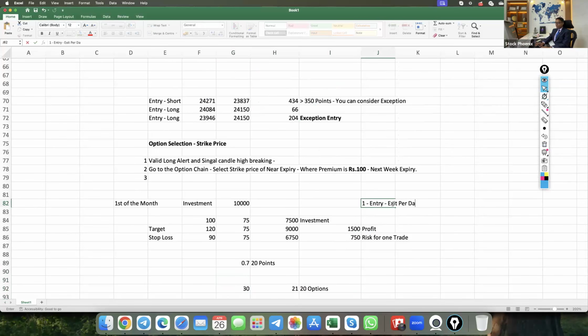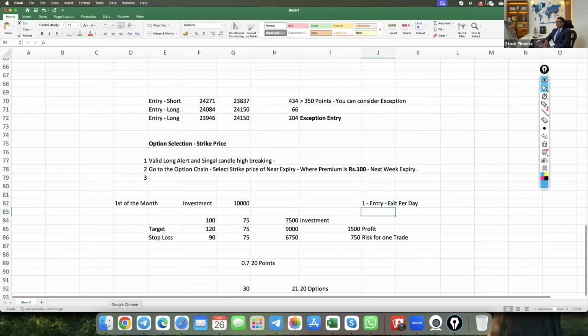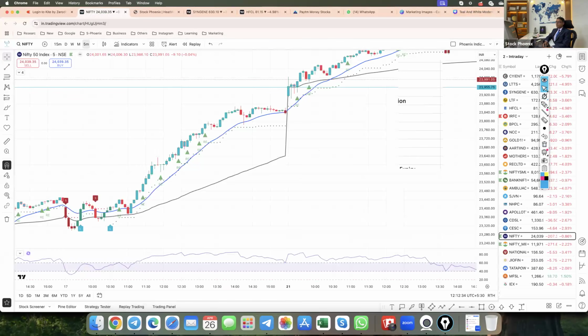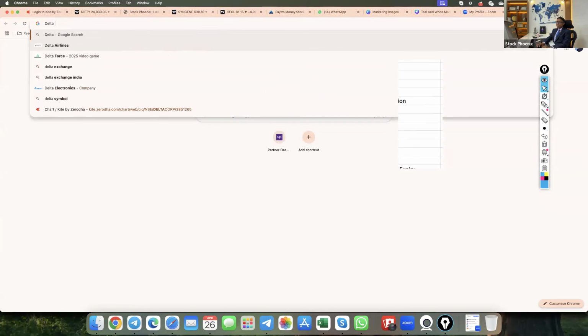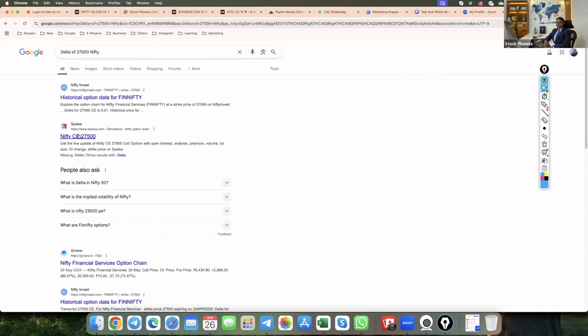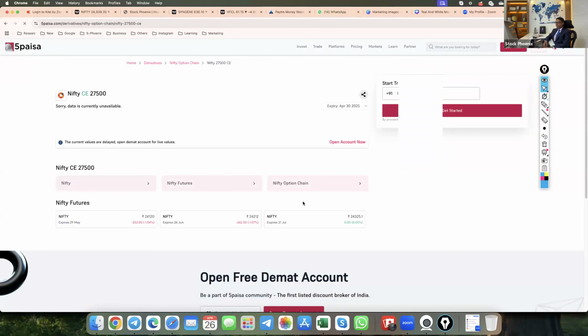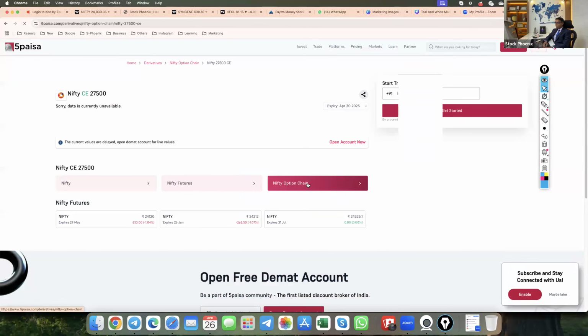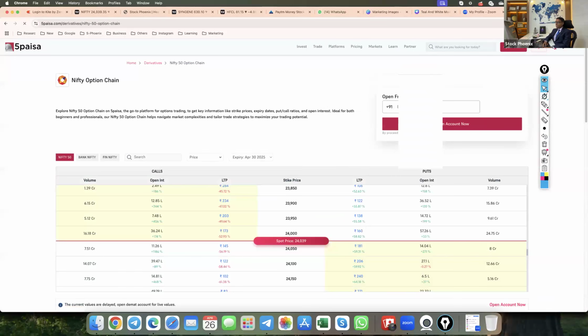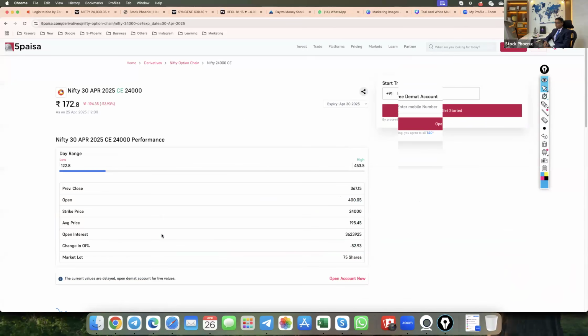How to find out delta? There are many websites that provide the delta details. Many brokers simply provide the delta for a 27,500 Nifty strike, and you get the delta and premium over there. I think Upstox provides delta in a very easy way. I use that itself.